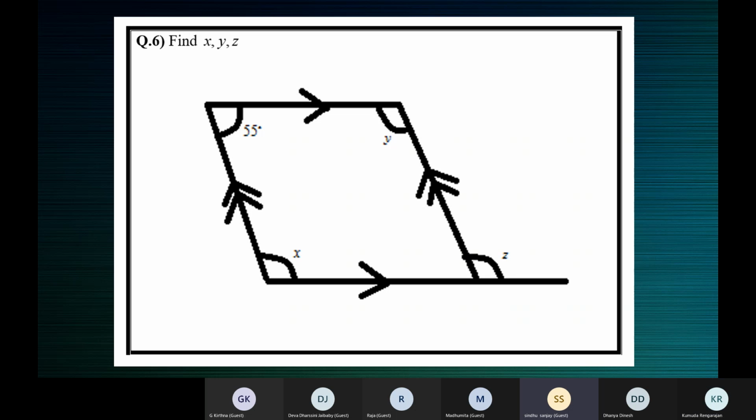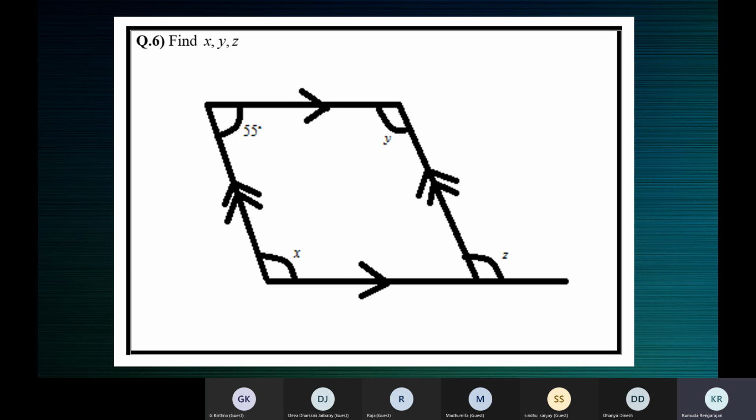If the angles are supplementary, how do you express them? X plus 55 is equal to 180. That's what you should write first. X plus 55, the sum of the adjacent angles is 180 degrees. So x plus 55 is equal to 180. X is equal to 180 minus 55. X is equal to 125. So now we found x.